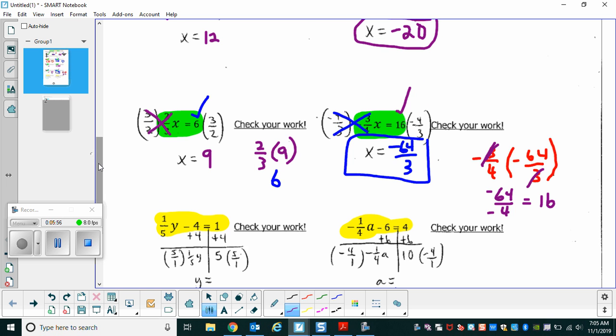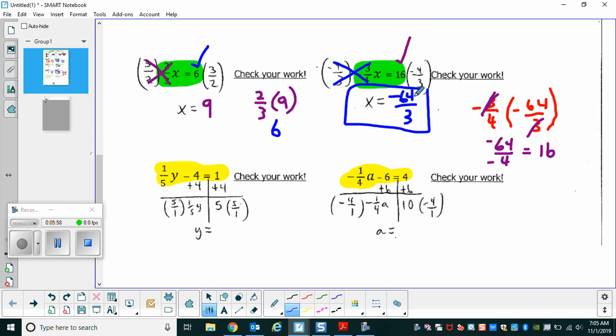Okay? So for this one, this is our first answer. We're going to leave it as an improper fraction so that when we plug it in, the math is easy to check. You could take the time to make it a mixed number, but then when you're checking, you have to use the improper fraction anyways, so we're going to leave it as this.